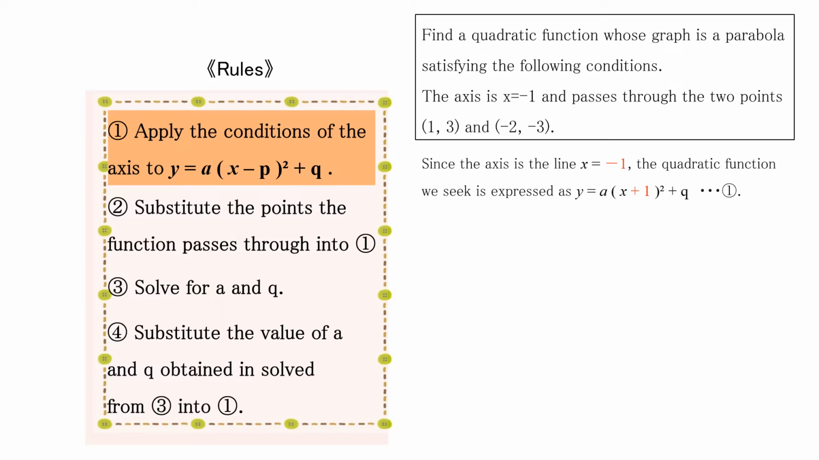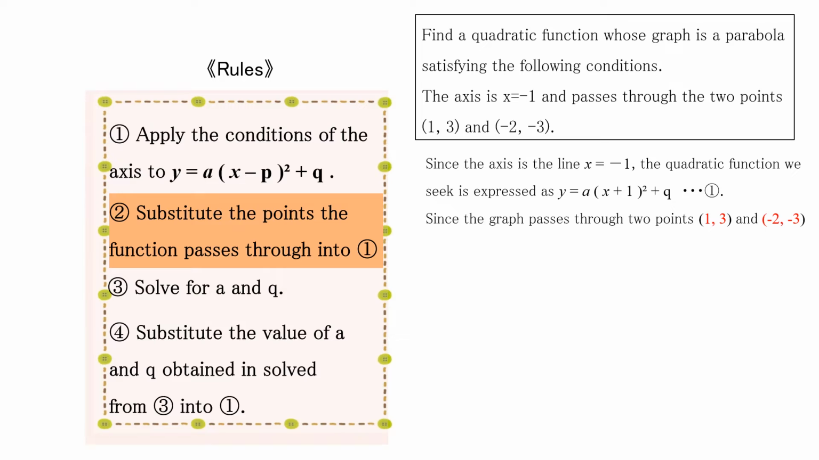This time, since the axis is the line x equals -1, we substitute -1 for p. Let 1 be the substituted expression. Next, substitute the points the function passes through into 1. This time we pass through points (1, 3) and (-2, -3).